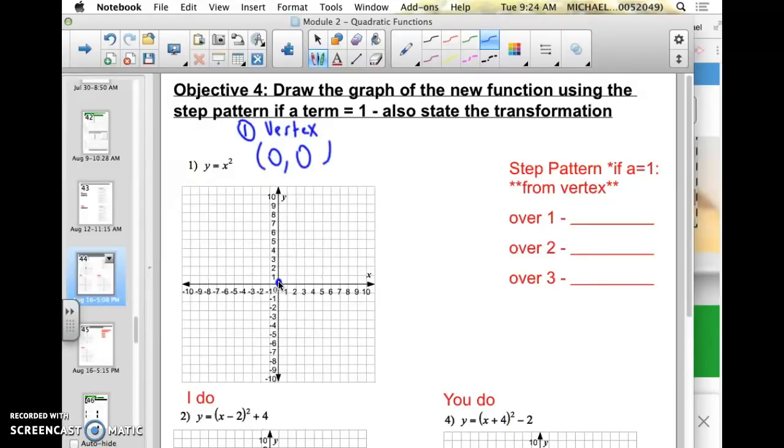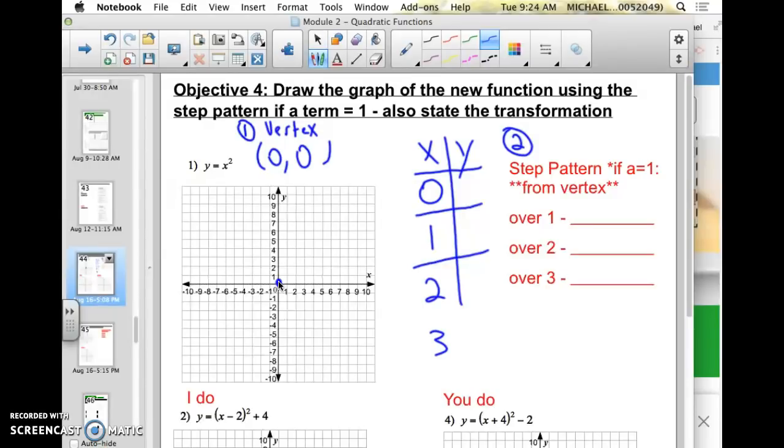So first step, we found the vertex. Second step, we're going to use the step pattern to draw the parabola of the function. Now the step pattern is based off of the first 3 perfect squares, and I'm going to show you what I mean by that. So if I put 0 into this function, and then 1, 2, 3.